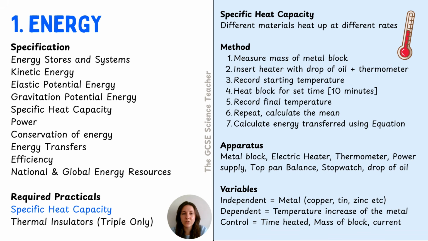Calculate the energy transferred using the equation, which we discussed a few slides ago. You want to change the metal block to investigate different materials. So this means that this is the independent variable. The dependent variable is the temperature increase of the metal, and the control is the mass of the metal block, how long you heat the metal block for, and the current supplied.